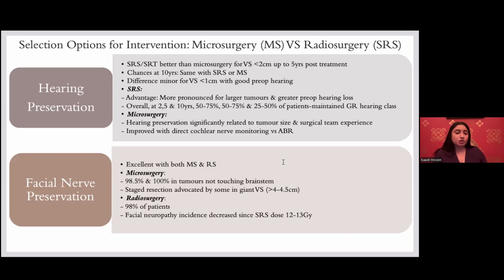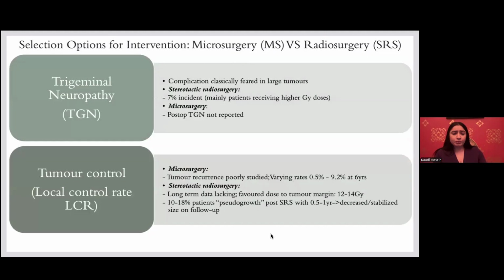Post-radiation cranial neuropathies usually appear around 6 to 18 months following the SRS, and more than 50% resolve within 3 to 6 months after the onset. And the recommendation, of course, is a course of corticosteroids.